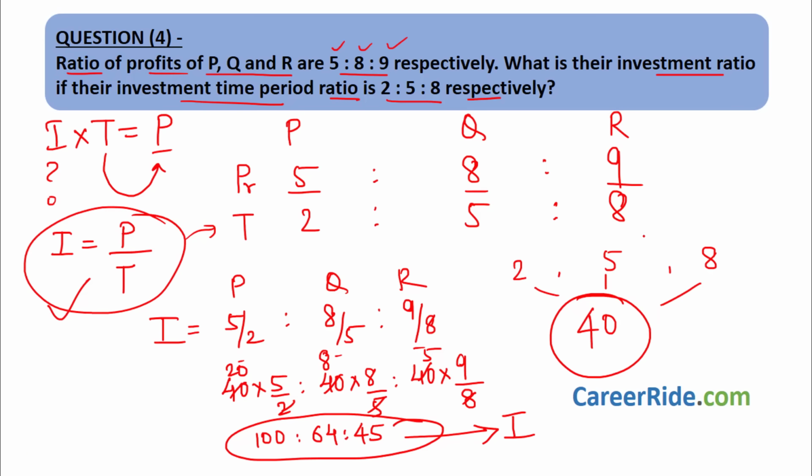Now going ahead, say if you have the investment ratio and the profit ratio, and you want to find out the time period ratio, what will you do? You will simply keep T over here and bring that I down, and you will simply divide the profit ratio by the investment ratio, and you will get the time period ratio. So you can tackle any kind of sum very easily using this formula. Moving on.